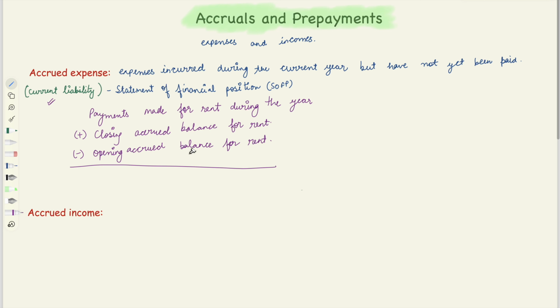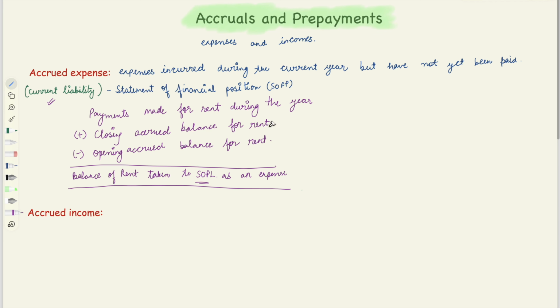What I'm going to get after this is a balance of rent taken to statement of profit or loss as an expense. My statement of profit or loss says that irrespective of whether you pay the money or not, you have to include that expense during the current year if you incurred it in the current year. This is our matching concept, accrual concept.